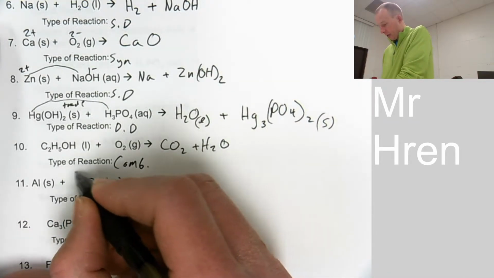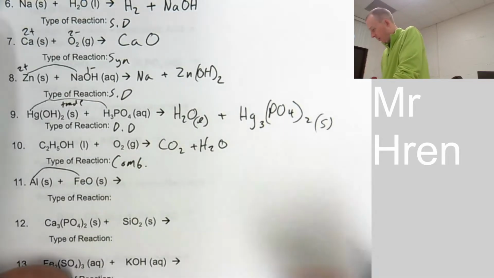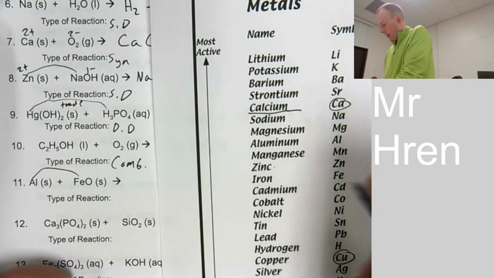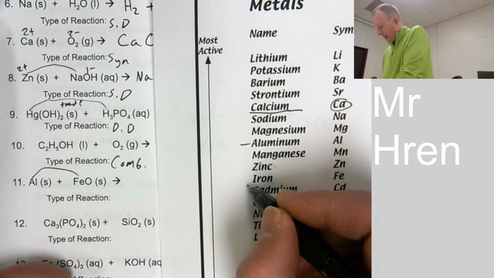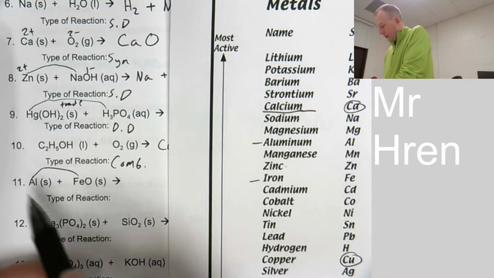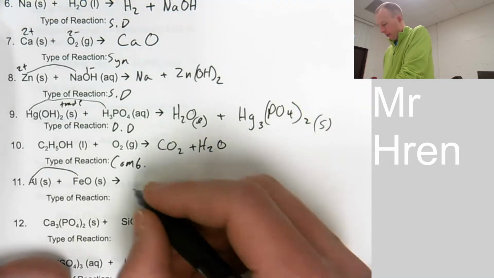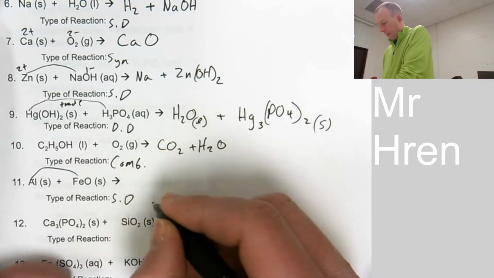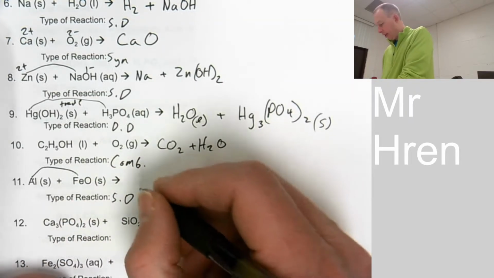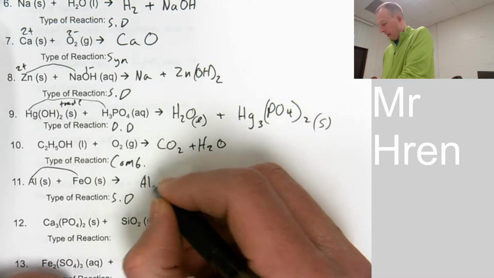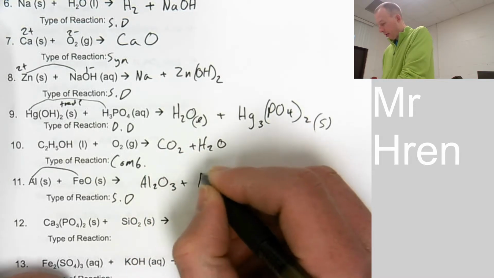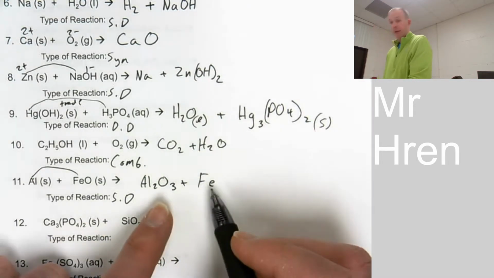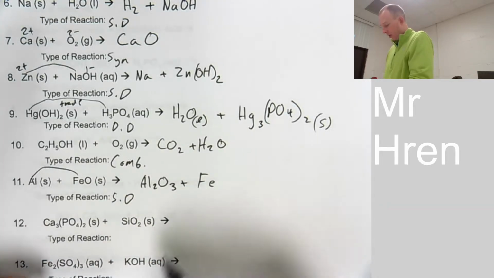This next one is single displacement, Al and FeO. So we're going to look this up. Aluminum is right here. Iron is down here. So aluminum is higher than iron, and it's going to replace it. So you're going to end up with aluminum replacing iron, and you'll end up with Al2O3 plus iron all by itself. And remember, the order doesn't matter. You could flip these. It's the same thing.